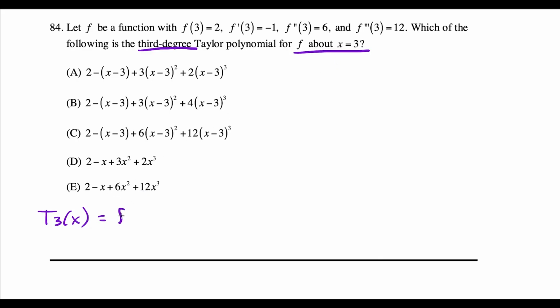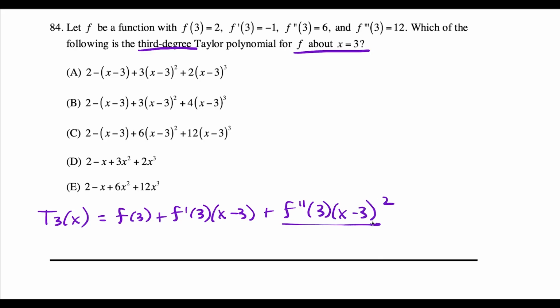So this is going to be equal to f of 3 plus f prime of 3 times (x minus 3) to the first over 1 factorial, and then plus the second derivative at 3 times (x minus 3) squared over 2 factorial, and then plus f triple prime of 3 times (x minus 3) to the third over 3 factorial.